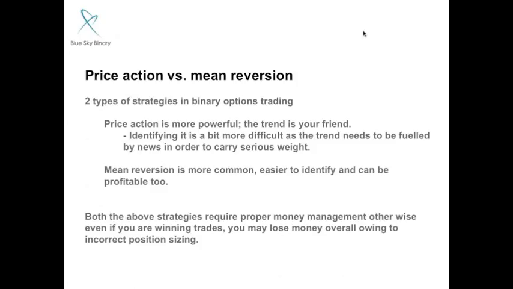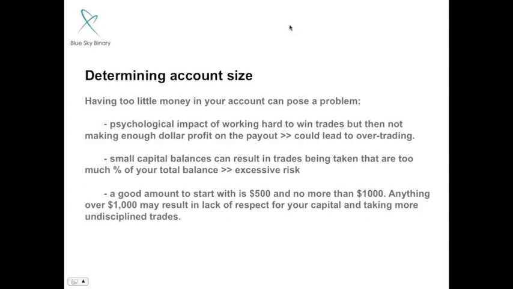Mean reversion is more common. Price generally tends to move in waves in the market, and it's easier to identify and can also be profitable. Both the above strategies, however, whether using price action or mean reversion, do require proper money management. And indeed, it's almost 80% of the equation in order to manage your money. Not losing capital in the binary option space is almost like winning capital in the long term. So even if you are winning trades, if you don't have a proper money management system in place, you may lose overall because you're not engaging in correct position sizing. And we're going to go over this today.